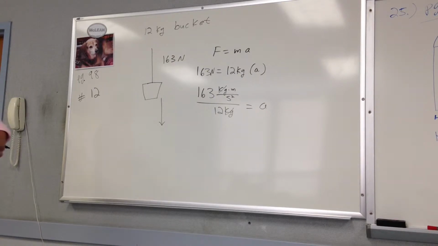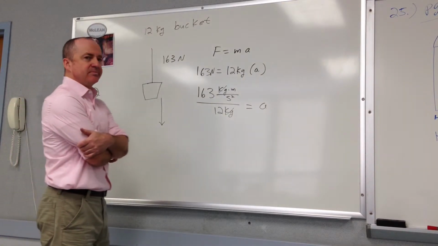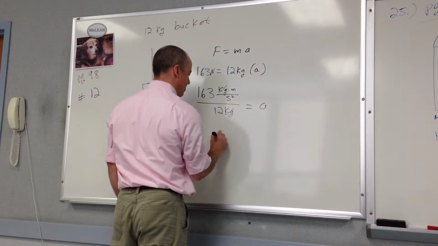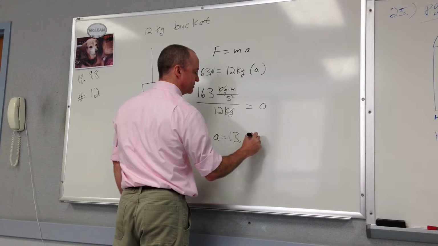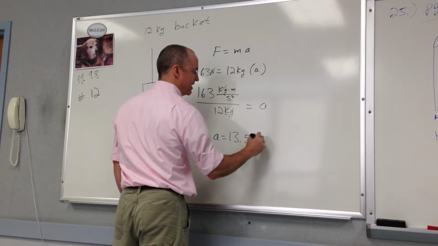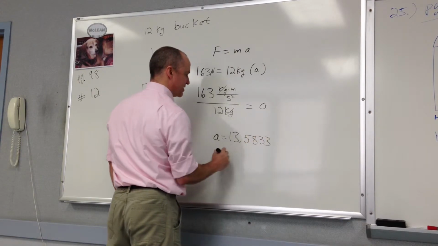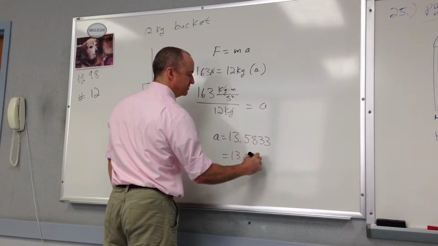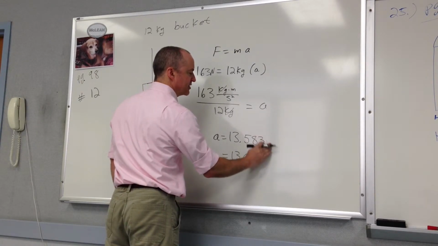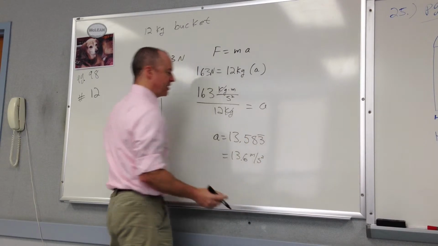Do you have your calculators? 13.5833. 13 point what? 58. That's fine. 13.5833. 13.6, 3 repeating. All right. Yeah, seems to be repeating. Let's go with it.